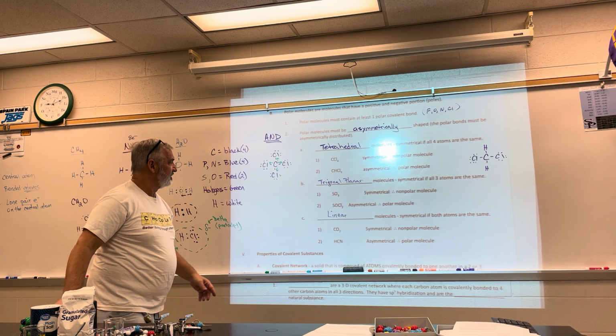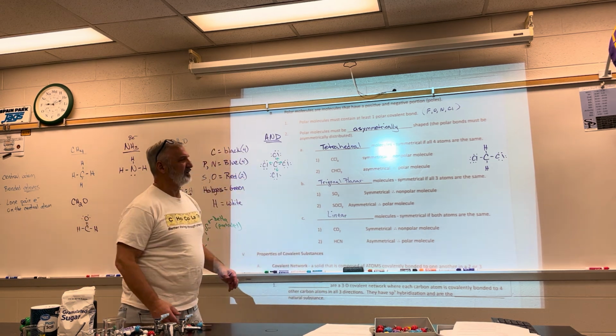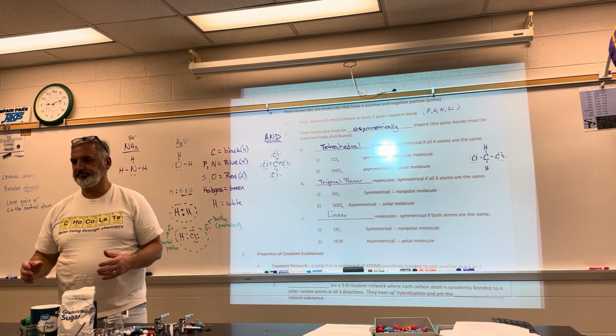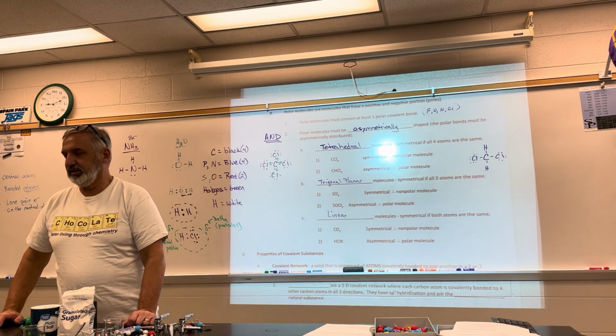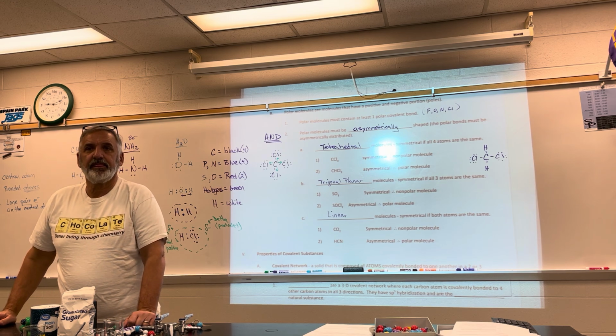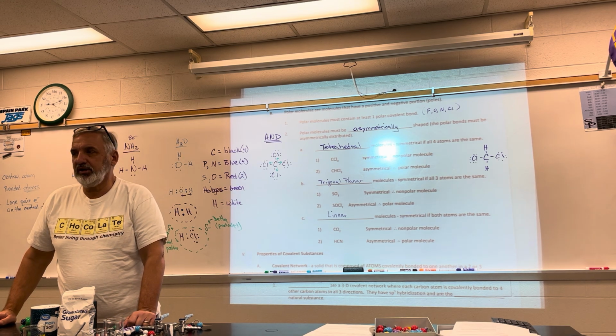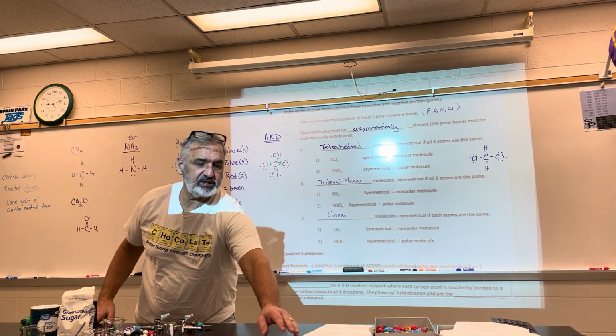Now, one other little clue, which it's tricky for me to give you this tip. Most, but not all. And do you have this? Let's look at this sheet right here.